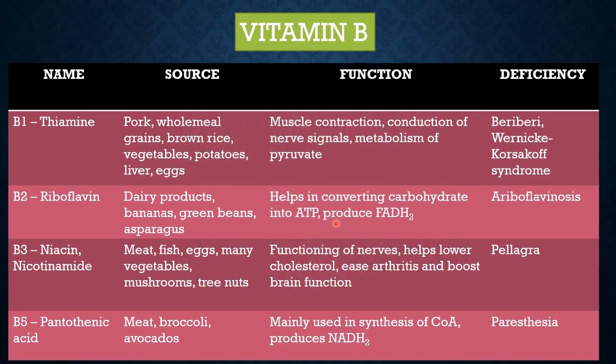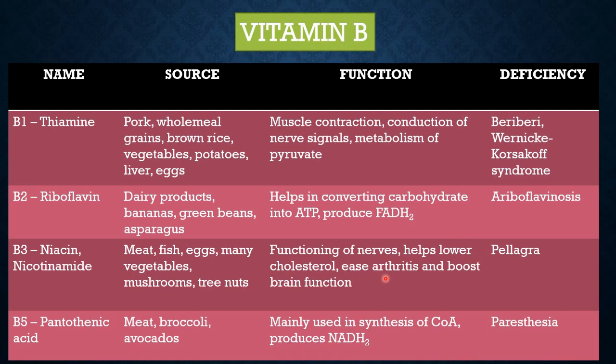The next one is vitamin B3, which is called niacin or nicotinamide, which is present in meat, fish, eggs, and many vegetables, mushrooms, and tree nuts. They help in the functioning of nerves, help to lower cholesterol and ease arthritis. Arthritis is knee pain, severe knee pain, and it also boosts brain function.